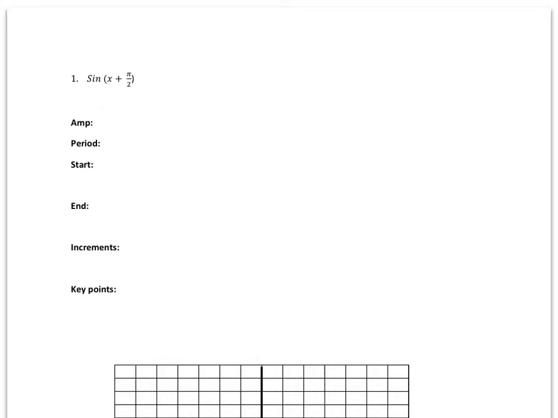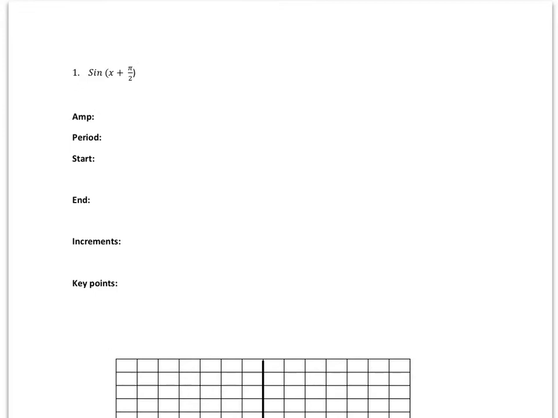For sine, we start at the equilibrium, and then we go up to the max or down to the min. In this case, this is a positive sine. So since it's a positive sine, I'll put a little plus, then we're going to go up to the max. Now this plus right here, what that means is the normal sine curve, you're going to shift it to the left. So let's go through everything.